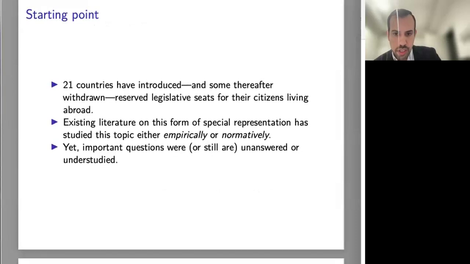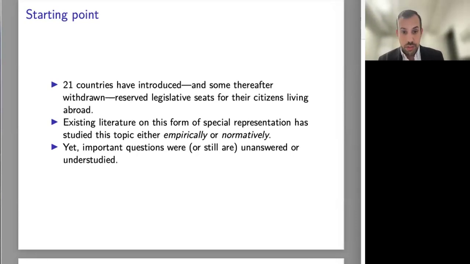So to start this presentation, I'm going to indicate the main facts of special representation of non-resident citizens. Currently, we have around 16 provisions of non-resident citizen special representation worldwide, spread across each continent except for Asia, with a couple of historical cases of only enactment but not implementation, such as Angola, or enactment and short implementation, such as Guinea-Bissau or Morocco.